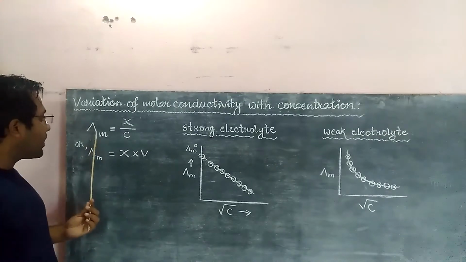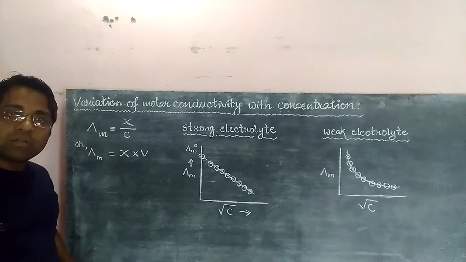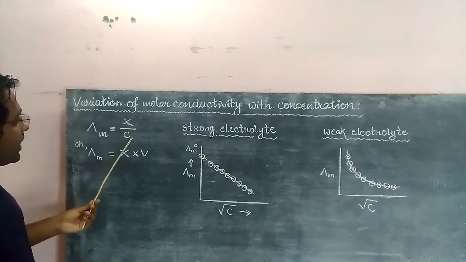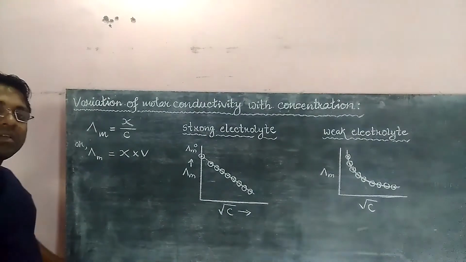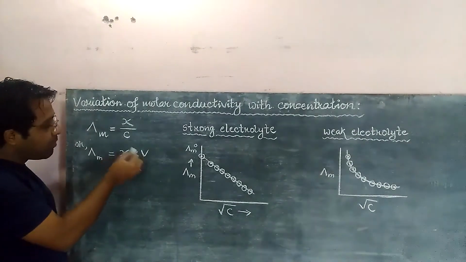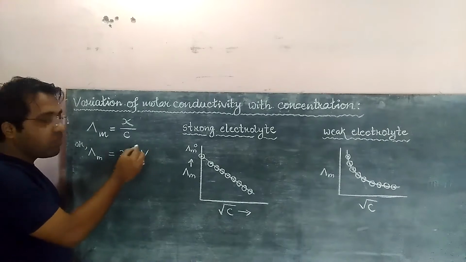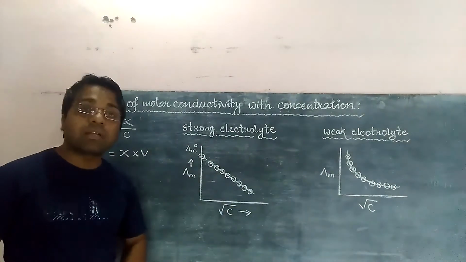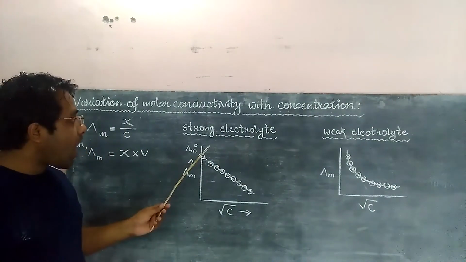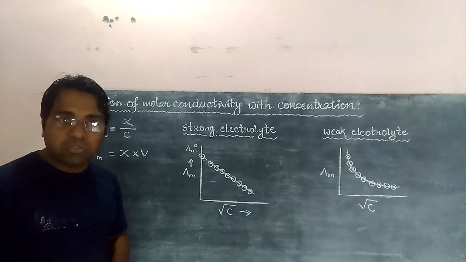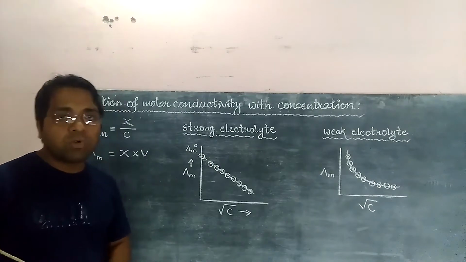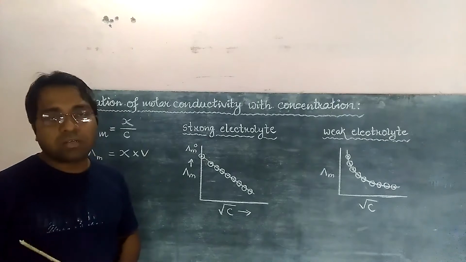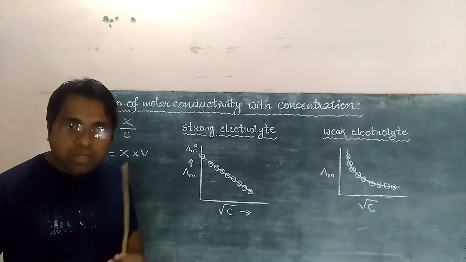As we know, molar conductivity is equal to kappa by C, that is, conductivity by concentration. Also, we may write it as lambda m equal to kappa into V, that is, it depends upon the volume. Now, for strong and weak electrolytes, we will check how it varies with concentration or with volume. As we know, on dilution, concentration decreases and volume increases.